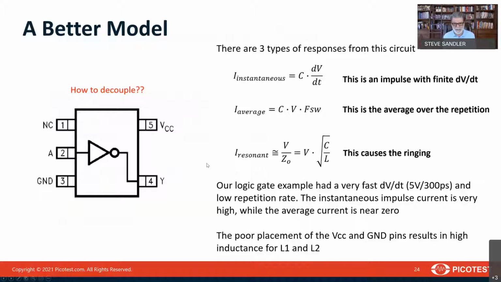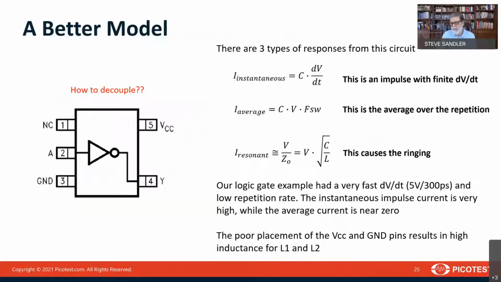equivalent series inductance. And so this tells us that there's actually three kinds of noise that are generated in the power rail. There's CdVdt, which is actually the instantaneous noise. That's the one that created the 1.5 volt spike. There's average noise, and that's created by the repetition, and that's CVF. And then there's the resonant current, and the resonant current is V divided by Z0, where Z0 is square root L over C, and that tells us we end up with a resonant current that's V times square root of C over L. That's where the ringing is.